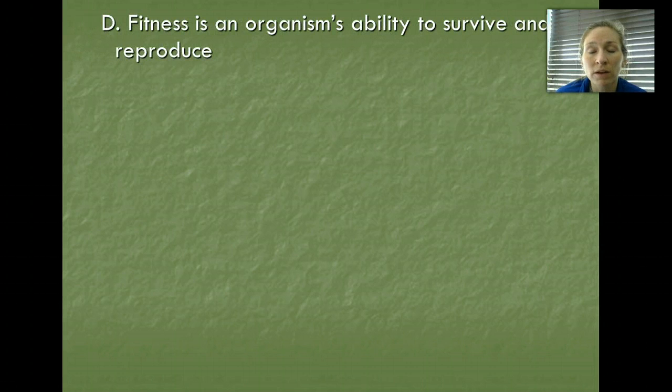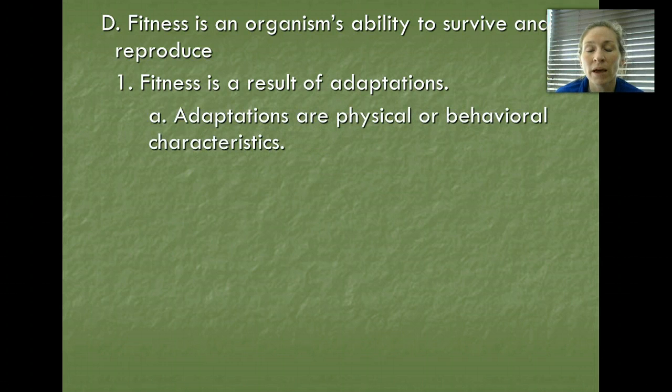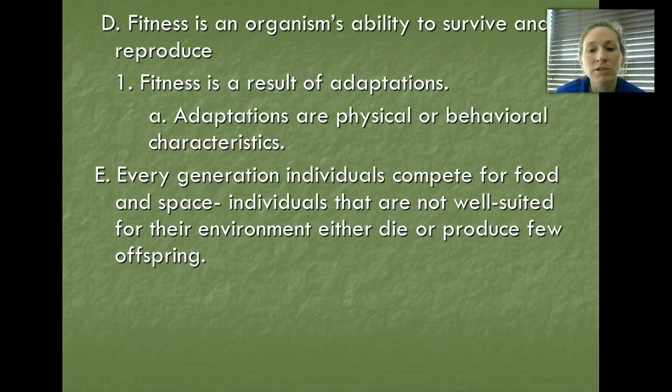Now, the more fit an organism is, the more it is able to survive and therefore reproduce. So fitness is a result of adaptations that, generally speaking, are going to be advantageous if that fitness is on a high level. Adaptations that may be not as advantageous in a particular environment are going to decrease fitness. So adaptations can be physical or behavioral characteristics. Every generation, individuals will compete for food and space. The ones that are not well suited for their environment either die or are going to produce few offspring, so their species is not going to thrive.